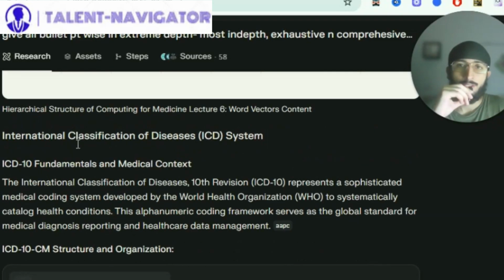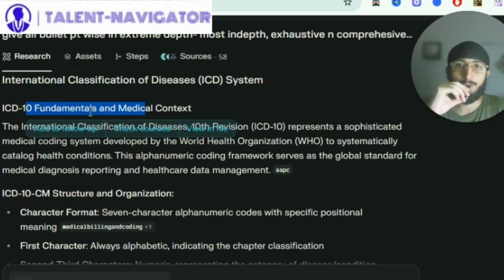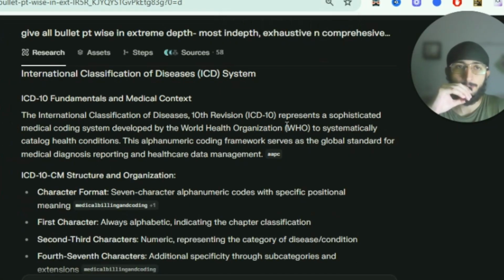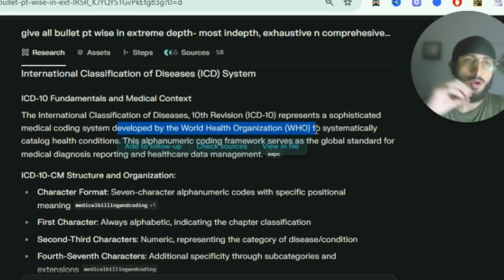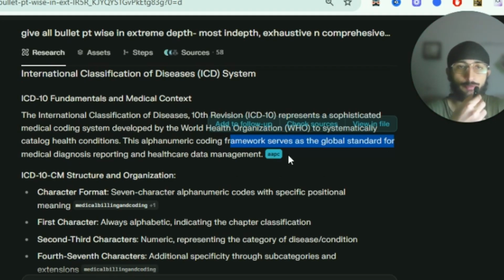Now I'm going to be discussing the International Classification of Diseases (ICD) system. So, ICD-10 fundamentals and medical context. The International Classification of Diseases 10th revision, that is ICD-10, represents a sophisticated medical coding system developed by the World Health Organization (WHO) to systematically catalog health conditions. This alphanumeric coding framework serves as the global standard for medical diagnosis, reporting, and healthcare data management.